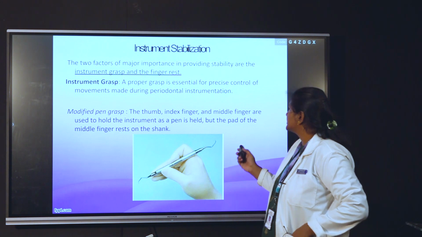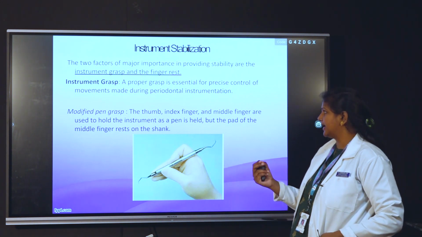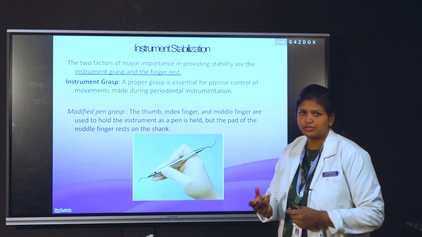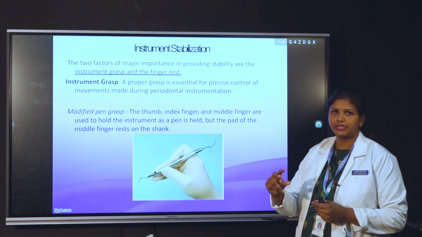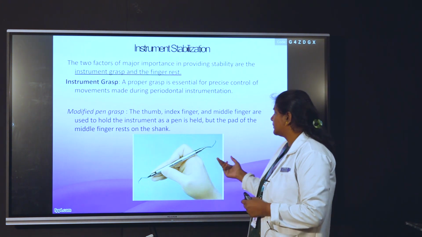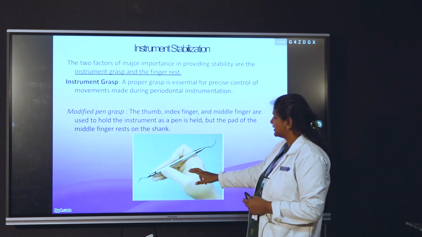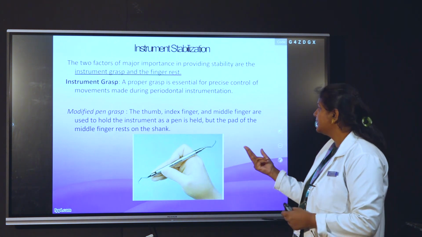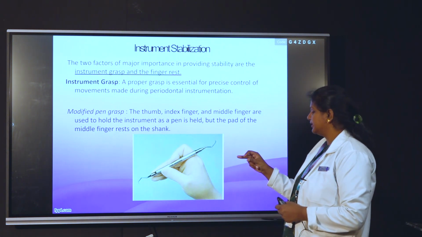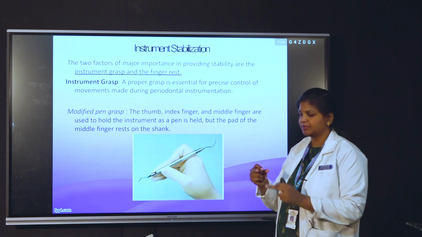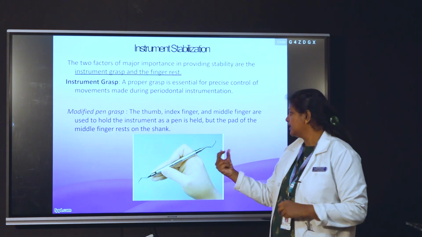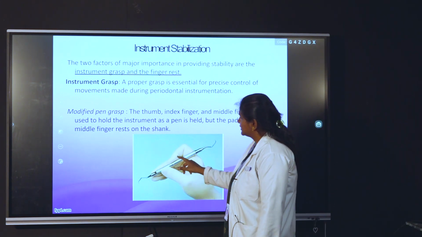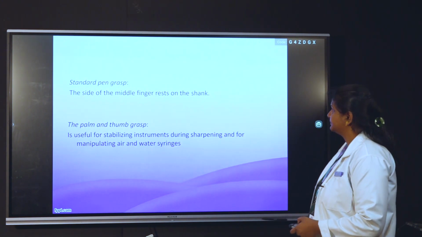So proper grasp is essential for the precise control of the handling of the instrument. If stabilization of the instrument is not achieved, then the instrument rolls out of the hands. To maintain that, there is a modified pen grasp. We hold the instrument with three fingers, that is thumb, index finger and the middle finger. We catch hold with the thumb and the index finger, whereas the pad of the middle finger should be placed on the shank. Then we get a tripod effect. So this is the advantage of the modified pen grasp.